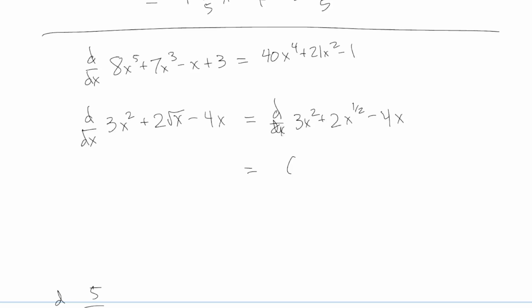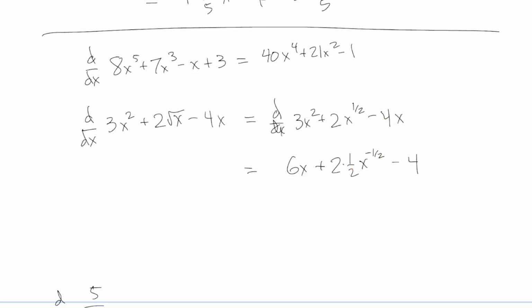So this now becomes 6x plus 2 times 1/2 x to the minus 1/2. That was the power rule right here. The 1/2 comes down, and then you decrease the exponent. And then minus 4x becomes minus 4, like so.